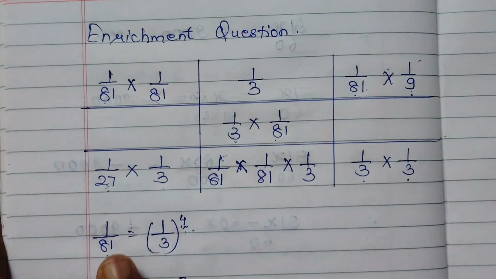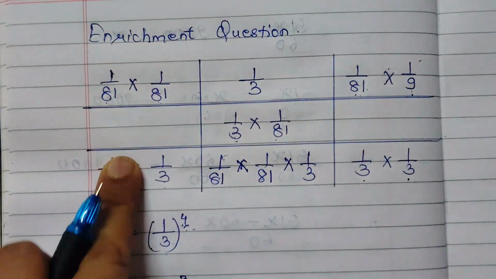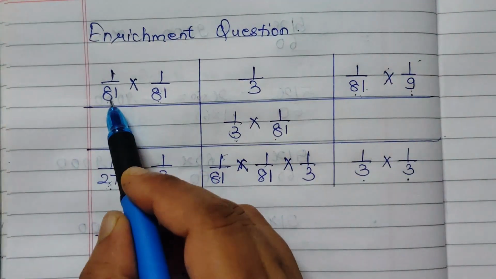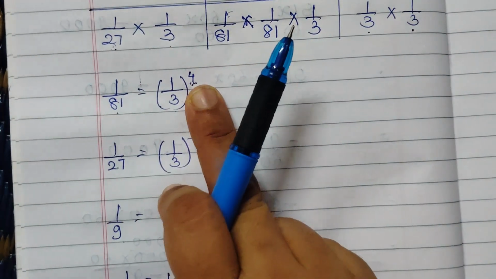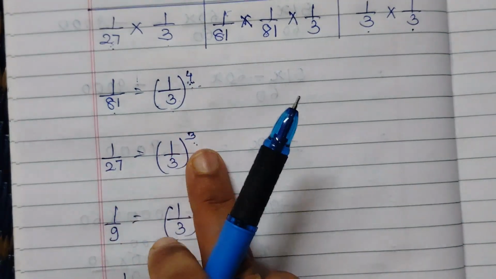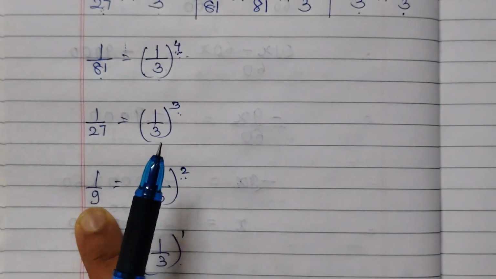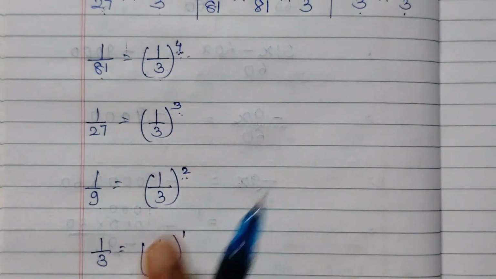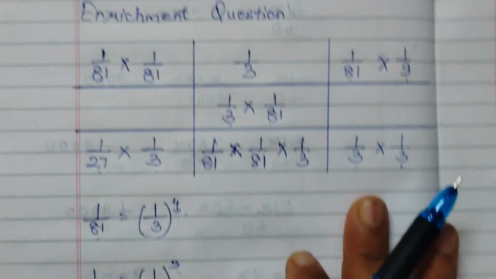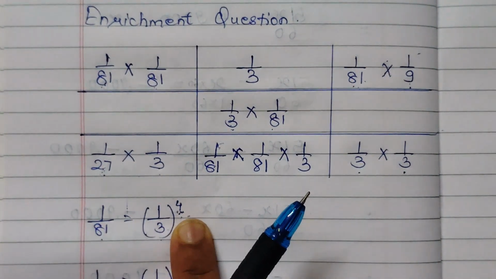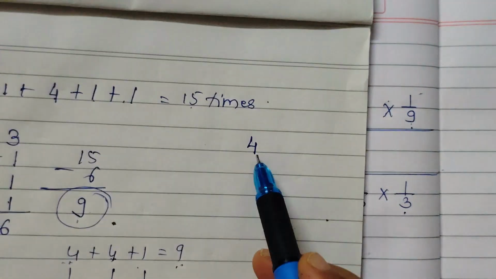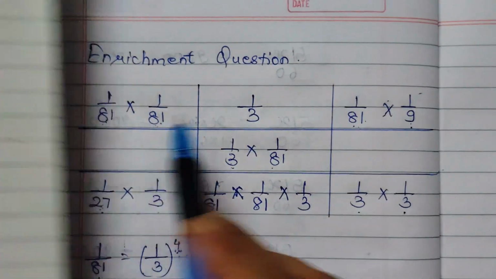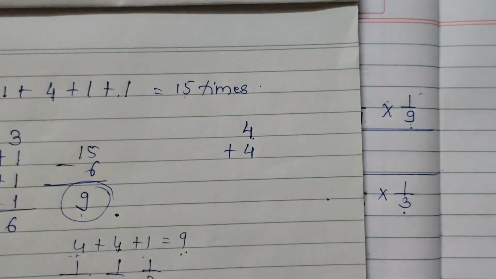From here we now require 15 times. So first we will see how many times each is. This is 1 upon 81, which means 4 times. Right? We have discussed this earlier. 1 upon 81 means the 4th power. 1 upon 27 means 3rd power, 3 times. 1 upon 9 means 2 times. And 1 upon 3 is 1 time. So 1 upon 81 is 4 times. Again 1 upon 81 is there, so I will write it 4 times.